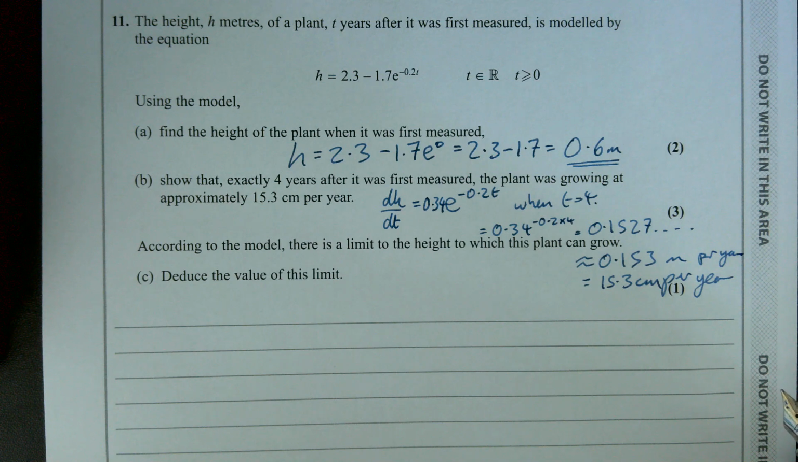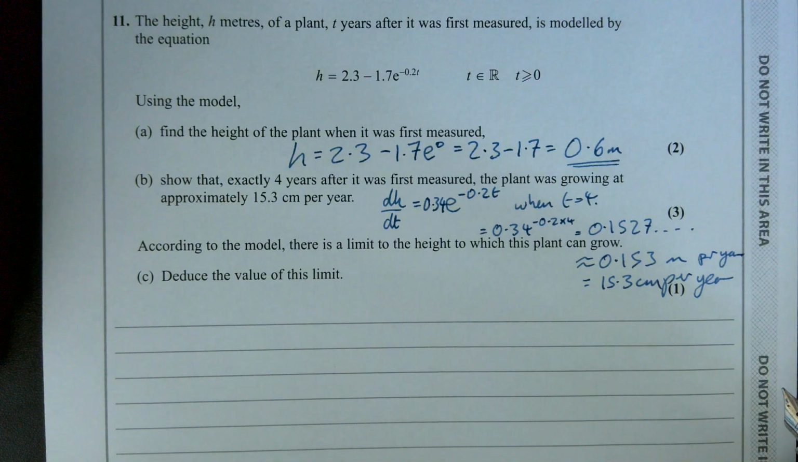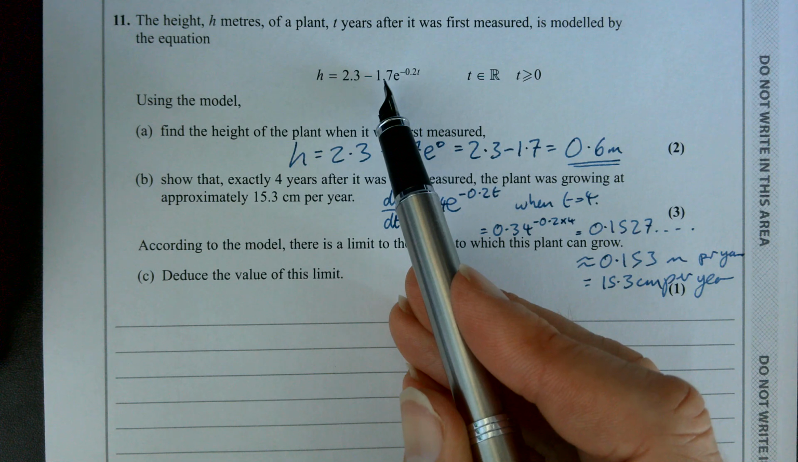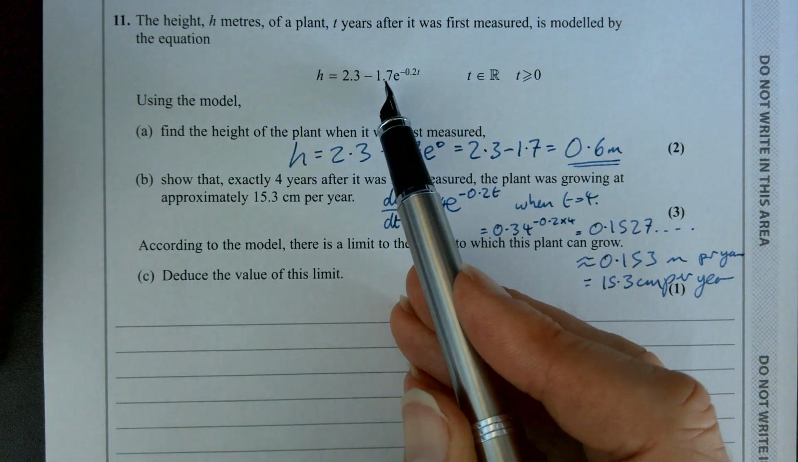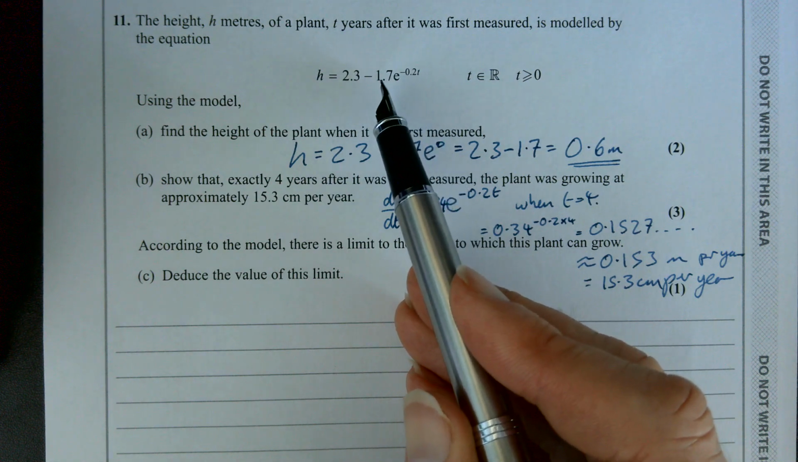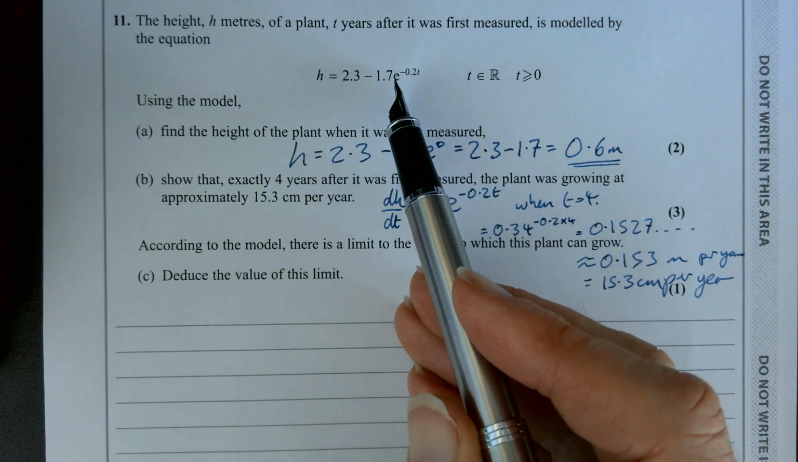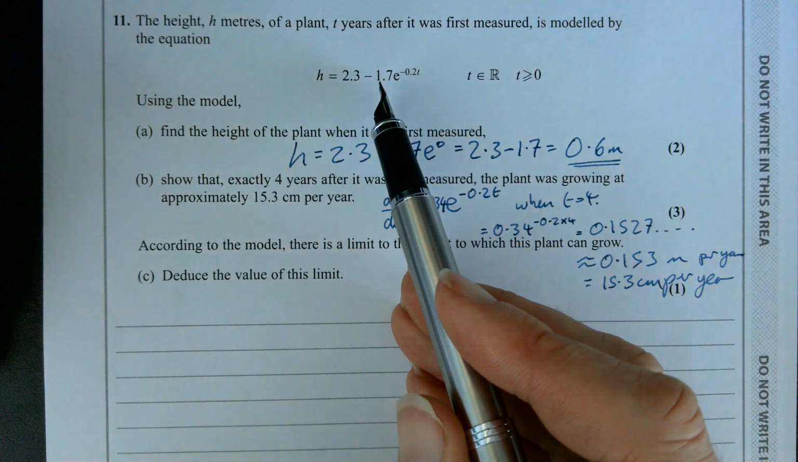According to the model, there is a limit to the height to which this plant can grow. So if you're getting confused, you might want to put it on your calculator and see what the graph looks like. It might take a while to get it centered in the right place with the scale and everything. But the point is, we're going to be taking away from 2.3. Now, as this value here goes towards 0, we're not going to get a negative value to take away.